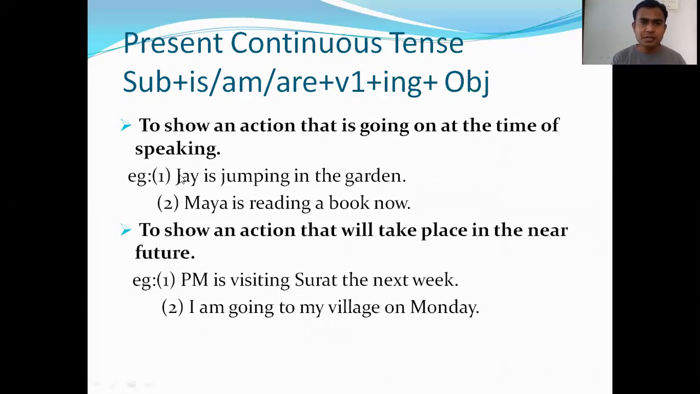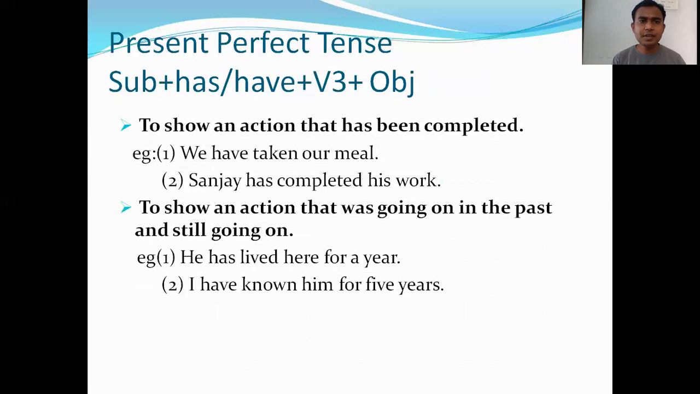So you see we have subject plus is, am, or are. This depends upon the subject. Verb 1, ing we have to add to the verb, and object. This is present continuous tense. Then we have present perfect tense.